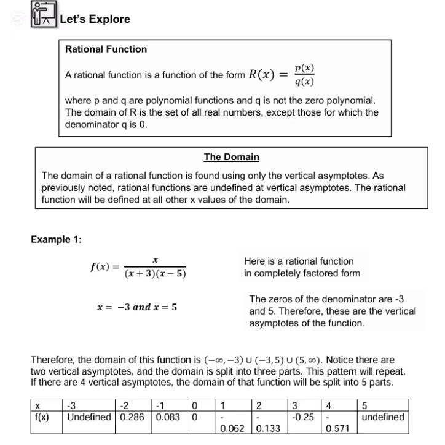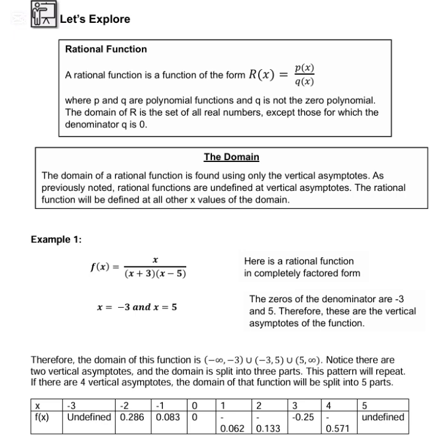So here are some tips for working with rational functions. Whenever you're working with a rational function, always remember to identify and exclude the values that make the denominator 0 to ensure the function is properly defined. Therefore, you don't want the denominator to be 0. So that's the golden rule.